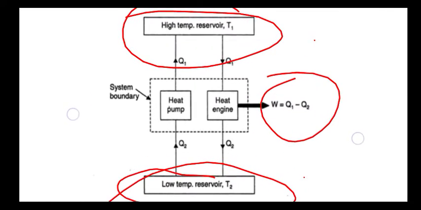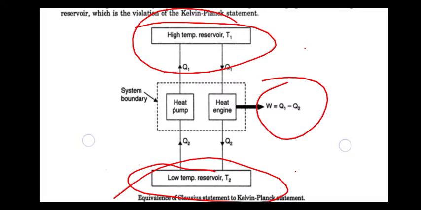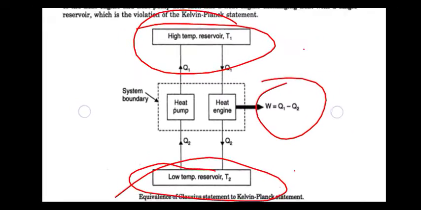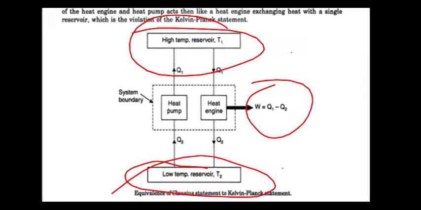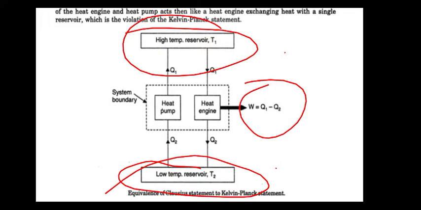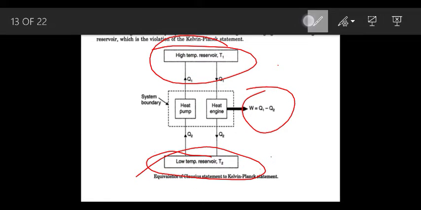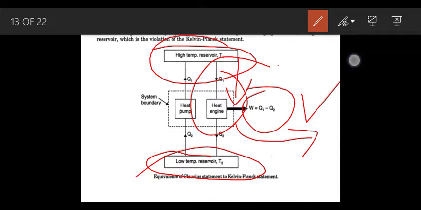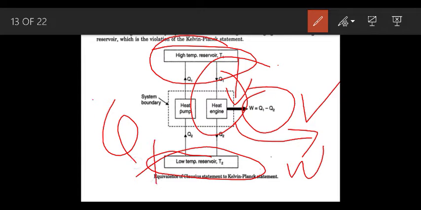What does this block diagram show? See this high temperature reservoir T1 and this low temperature reservoir T2. In between there is a heat pump and a heat engine. Usually, in order to produce work, heat is required. So the heat from the lower temperature, that is Q2, is applied to the heat pump. From the heat pump it goes to the high temperature, Q1. From that high temperature, Q1 is applied to this heat engine. When heat is applied to a heat engine, it will produce work. That work is calculated by taking the difference of this Q1 and this Q2.